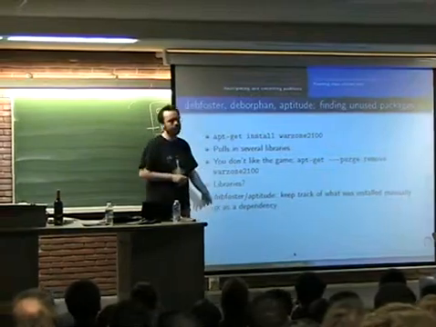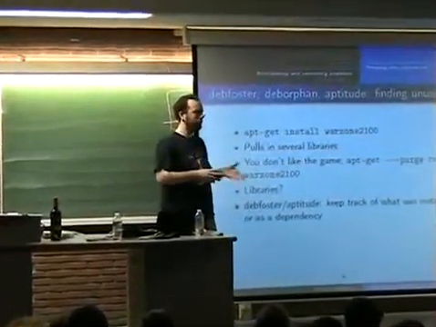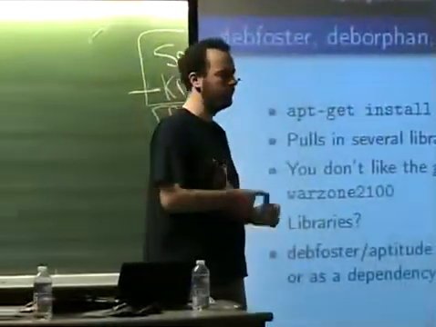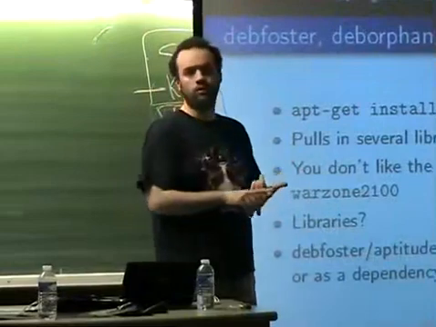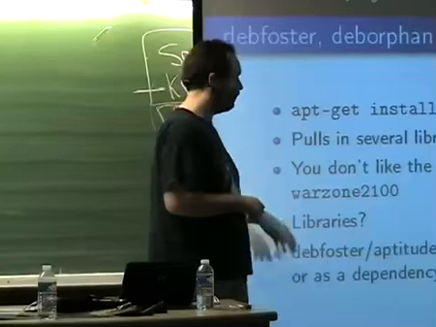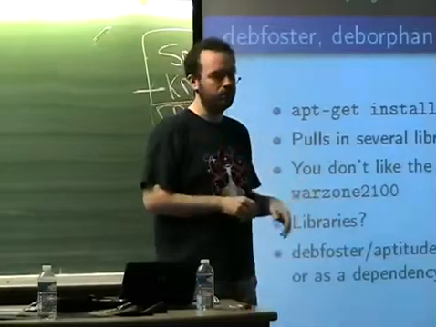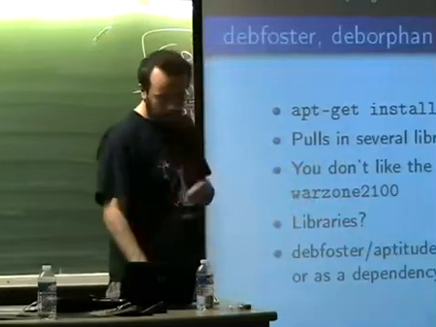DebFoster is somewhat more explicit in that it keeps in DebFoster the package can have 3 states. One is it was installed, yes, and we want it. The other is no, we do not want this, it can be removed, and the third is we don't know. And whenever DebFoster finds a leaf package that it doesn't know anything about, it will ask, and it will tell you, and then you can say, yes, I want it, or no, I don't want it.